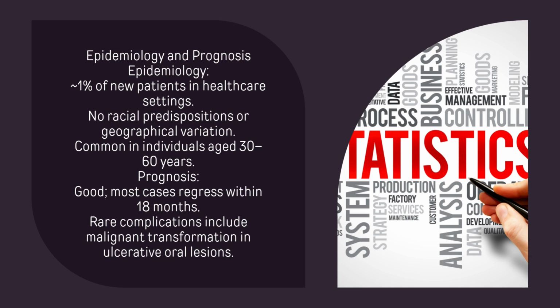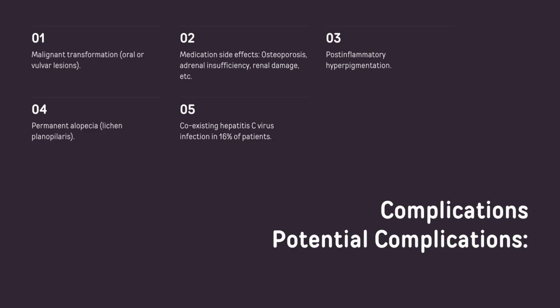While prognosis is generally good, complications can include malignant transformation, particularly in oral or vulvar lesions, permanent alopecia in lichen planopilaris, and post-inflammatory hyperpigmentation, a visible reminder of the disease's impact. Up to 16% of patients also have coexisting hepatitis C infection, adding to the complexity.